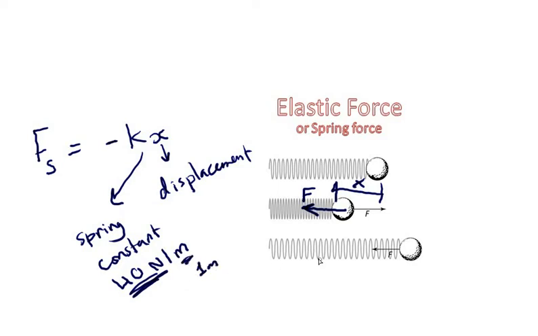In this case here, the spring is stretched to the right. So the applied force is to the right. Then the elastic force will be to the left because it's a type of response force. And again, it's calculated by this law, which is called Hooke's law.